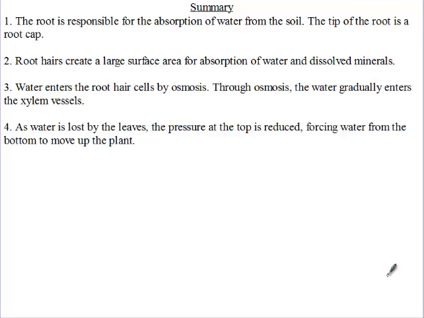Now, water enters the root by osmosis. Osmosis is the transfer of water molecules from a region of high concentration to a region of low concentration along a concentration gradient. So, before water enters the root hairs, the concentration of water in the soil will be higher than the concentration of water in the roots. Therefore, the water molecules will move into the root hairs.